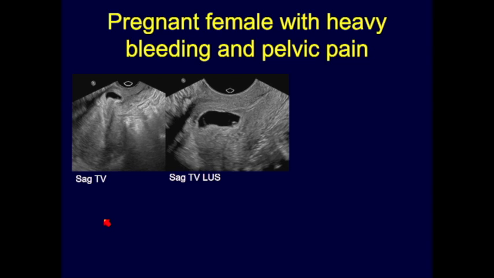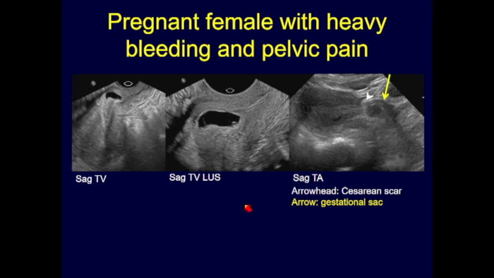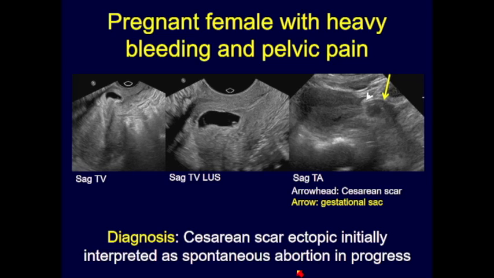So moving on to a different pregnant female who had heavy bleeding and pelvic pain. So these are 2 transvaginal images of the uterus. It's showing you a sac that looks low-lying within the endometrial endocervical canal. If you look on the transabdominal image, you'll see that the sac is actually located at the caesarean scar, and this white arrowhead points you to that caesarean scar. This case had initially been reported as a spontaneous abortion in progress.